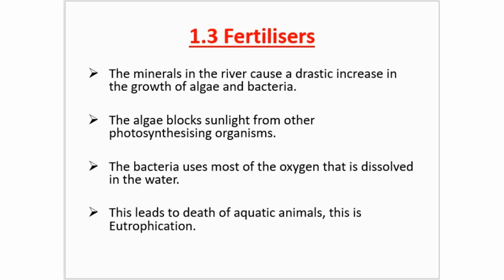This is not good, because algae will then block sunlight from other photosynthesizing organisms, because algae is a photosynthesizing organism. When algae is covering the whole river, it's going to block the sunlight for the other photosynthesizing organisms, and that's a problem. Bacteria will use most of the oxygen that is dissolved in the water, which means the fish are not going to be able to get oxygen. This leads to the death of aquatic animals. This is eutrophication, which is not a good thing.